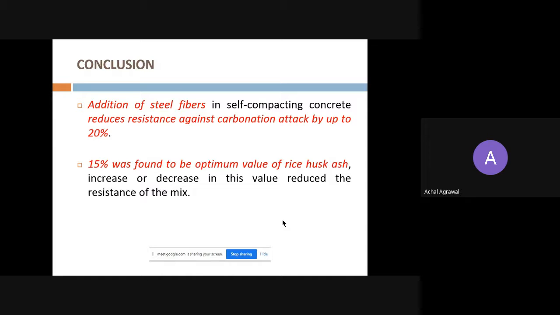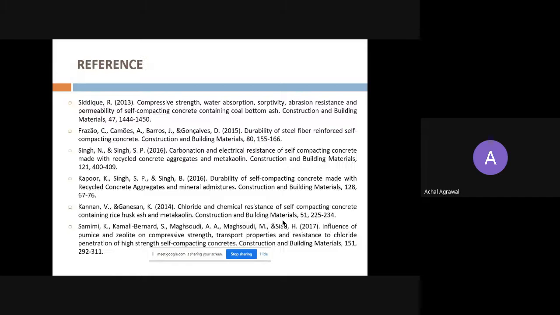But if we are decreasing this value, then resistance can be reduced. So ultimately, I'll conclude this presentation by saying, if we are using self-compacting concrete, it will give you better durability as compared to conventional concrete. But if we are using different admixtures with different fillers, we can improve the durability of concrete up to a certain percentage. Also, using steel fibers can help in improving the durability parameters of self-compacting concrete. So that is from my side. These are the references which we have used, and thank you.